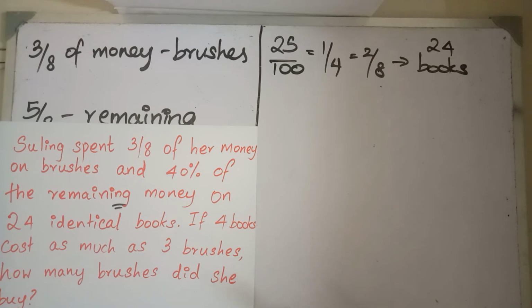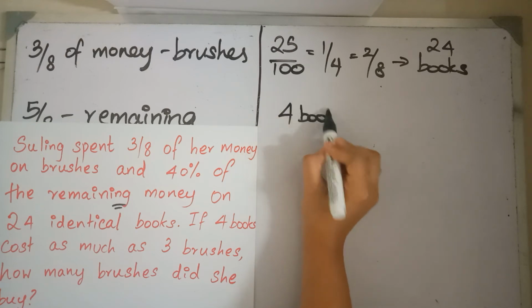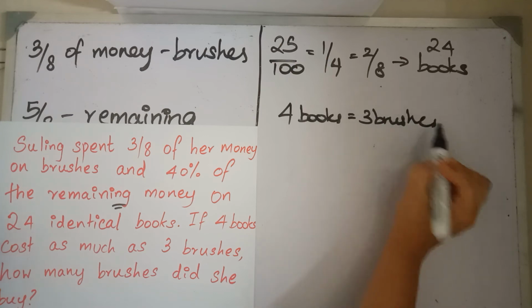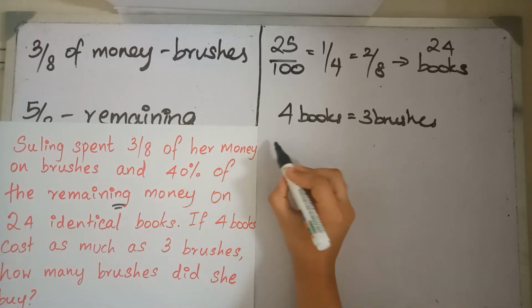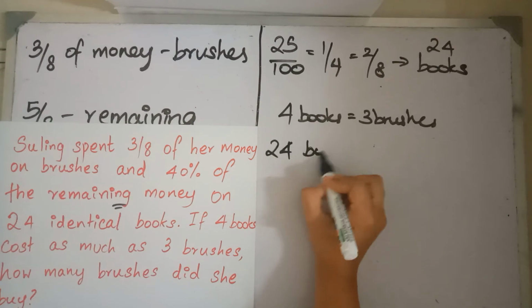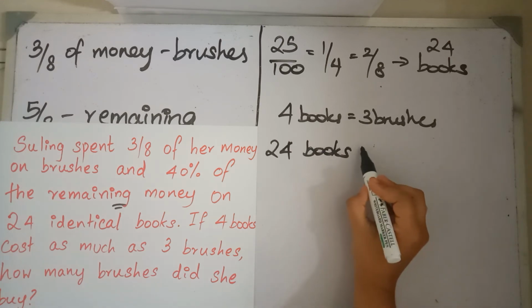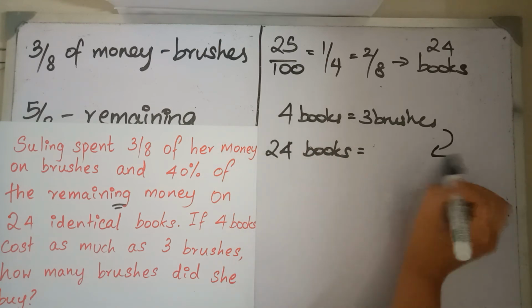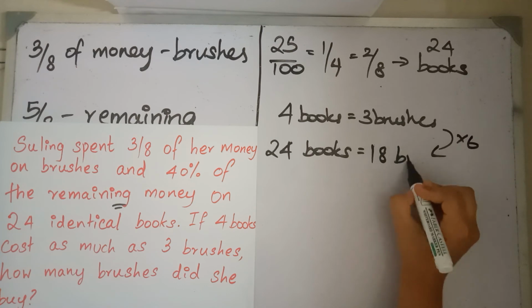Okay, so now let's look at the comparison that they make. They say that 4 books is equal to 3 brushes. If 4 books is equal to 3 brushes, let's see how many brushes 24 books is equal to, because that's the number of books which she buys. So 24 books is equal to 6 into 3, which is 18 brushes.